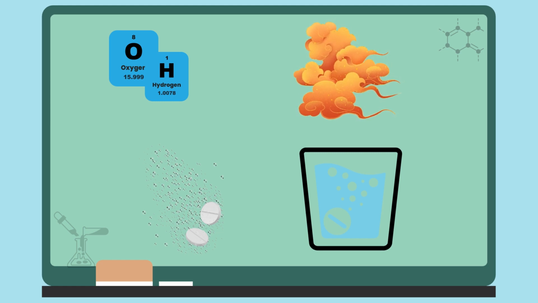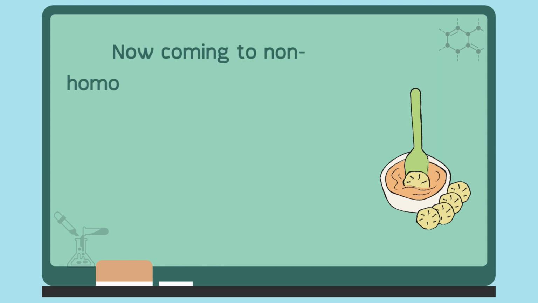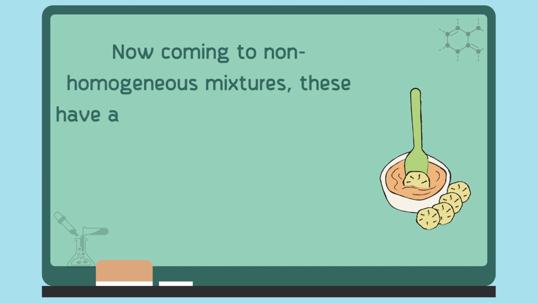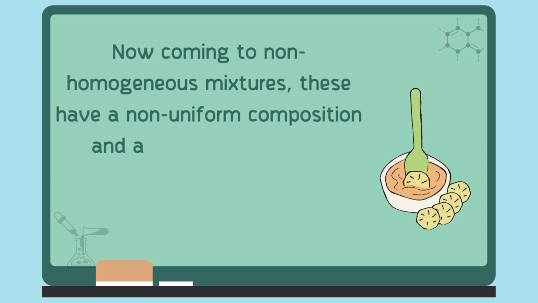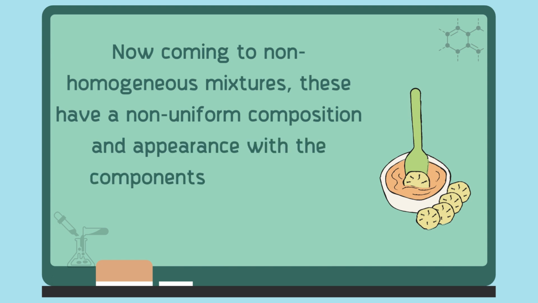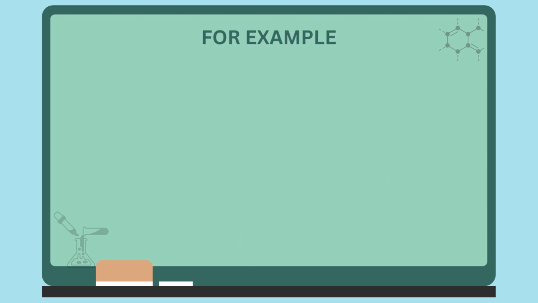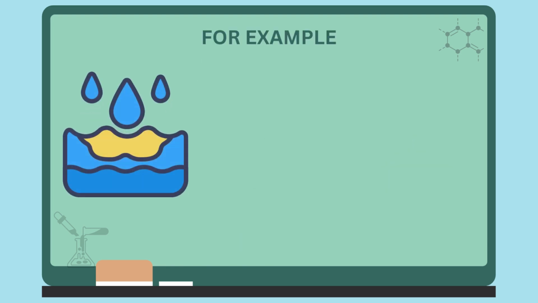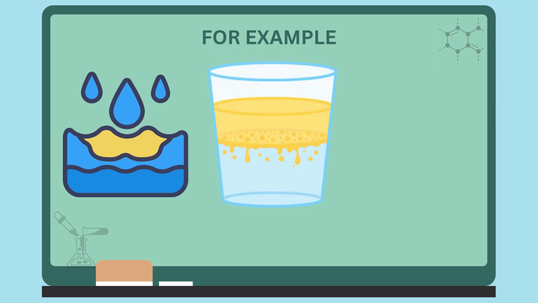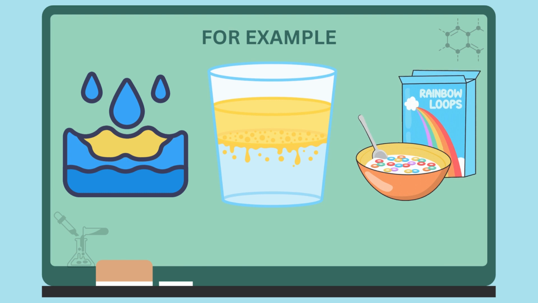Now coming to non-homogeneous mixtures. These have a non-uniform composition and appearance, with the components being visibly distinguishable from one another. For example, if you were to mix sand and water together, or water and oil together, and even a bowl of cereal with milk, you can always tell each particle separate from one another.